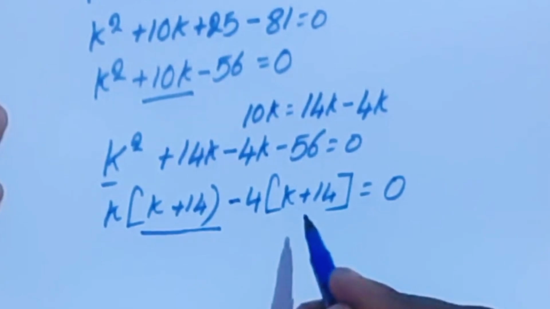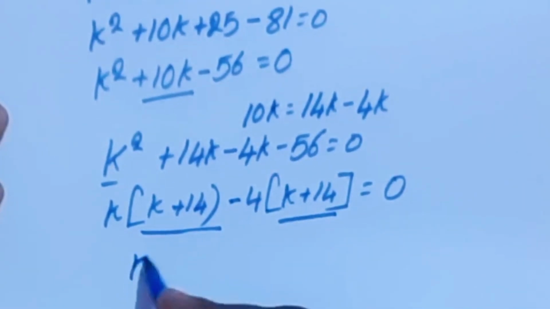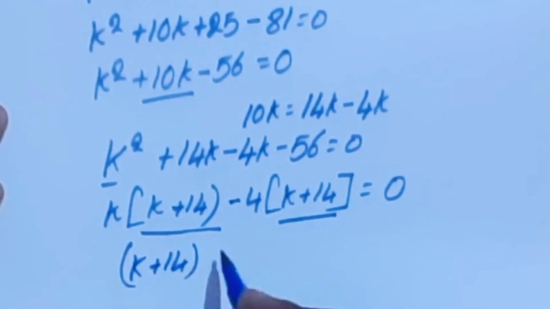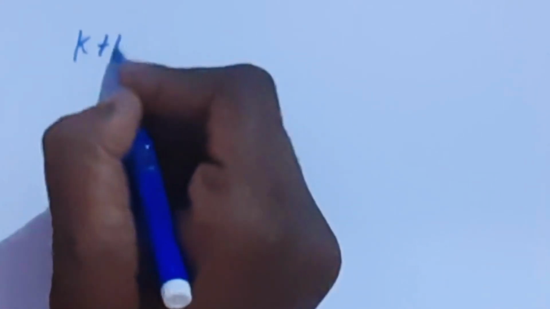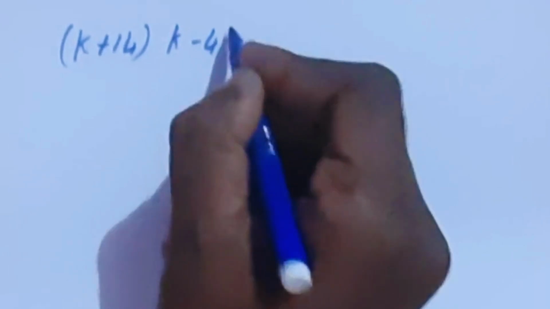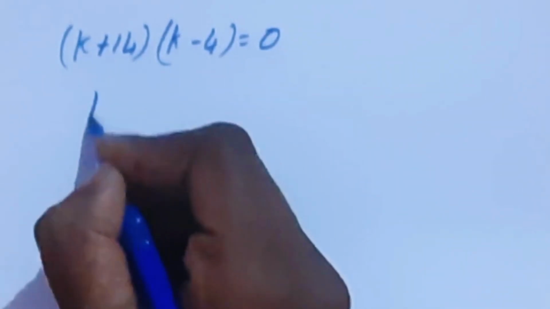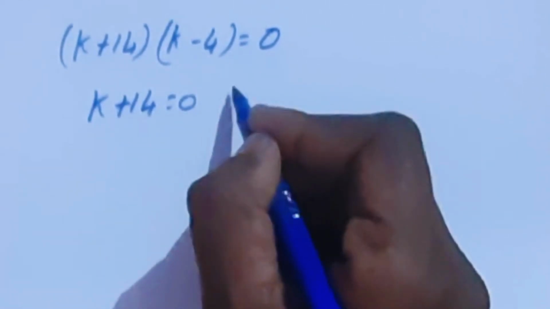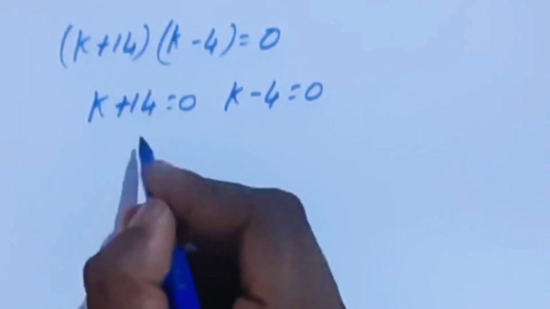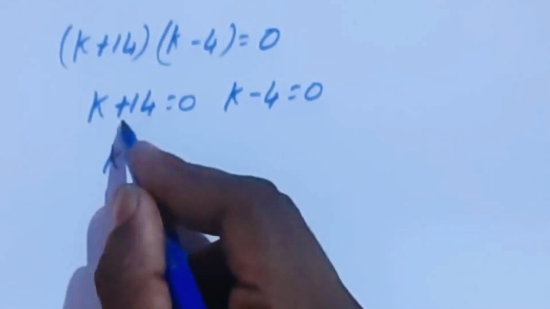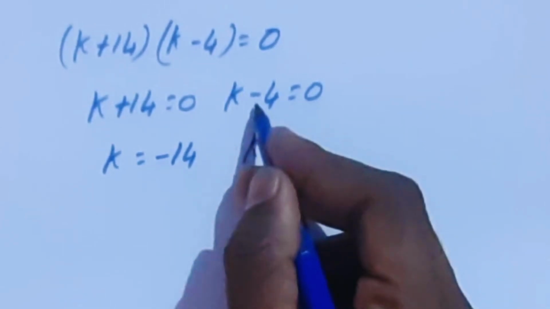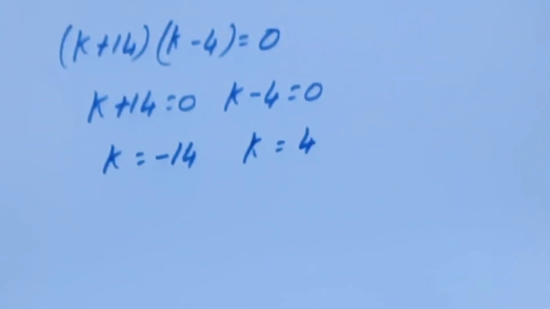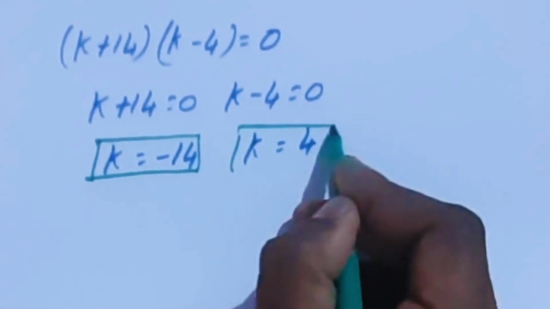Now k + 14 common out. So k + 14 we are remaining, we have k − 4 = 0. Now here we have (k + 14)(k − 4) = 0. This has two equations: one is k + 14 = 0, the other one is k − 4 = 0. From this equation k equal to, we are moving this 14 to the right hand side, minus 14. Here the same way, k = 4. This is the k value in the first method.